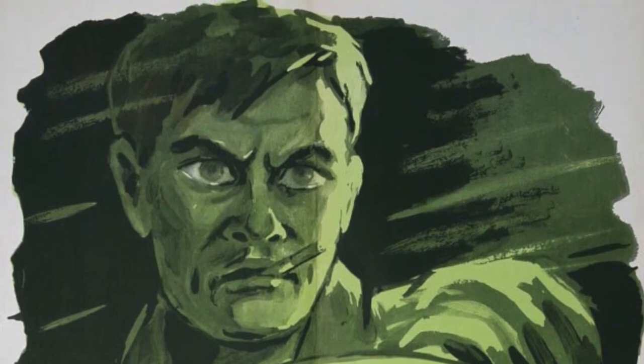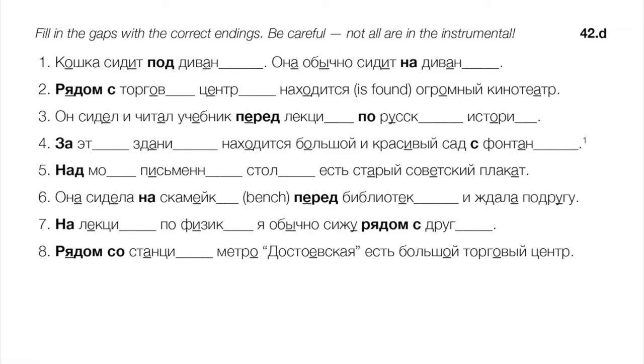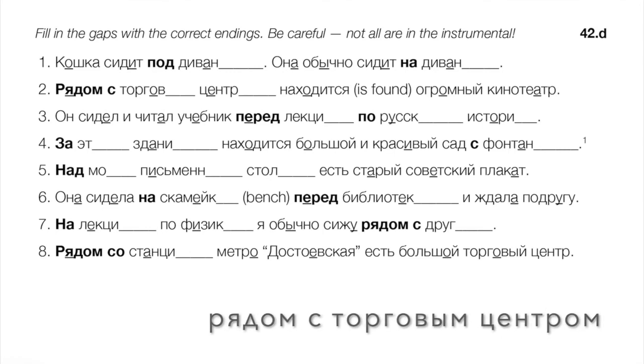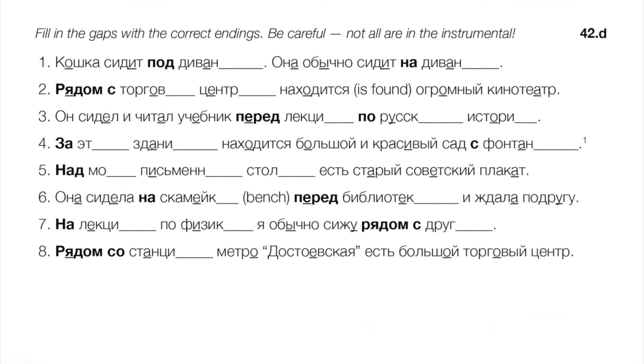Okay, let's fill in some instrumental endings. Fairly simple, right? The cat is sitting beneath the sofa. Кошка сидит под диваном. She usually sits on the sofa. Okay, some review here. We need the locative, sorry, the prepositional with that. Она обычно сидит на диване. Number 2, next to the trade center, or the shopping center, the mall, is located a huge movie theater. Рядом с торговым центром находится огромный кинотеатр.